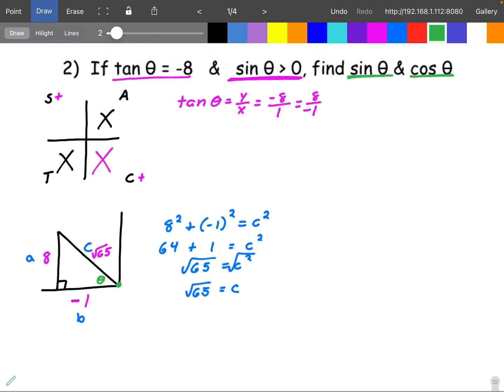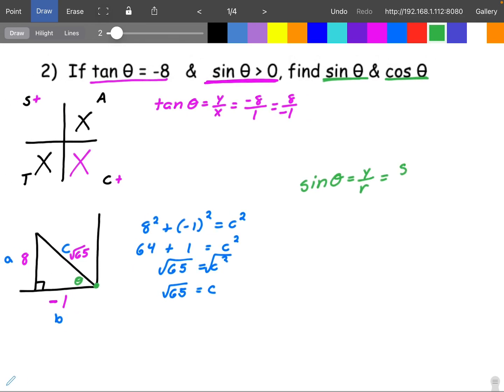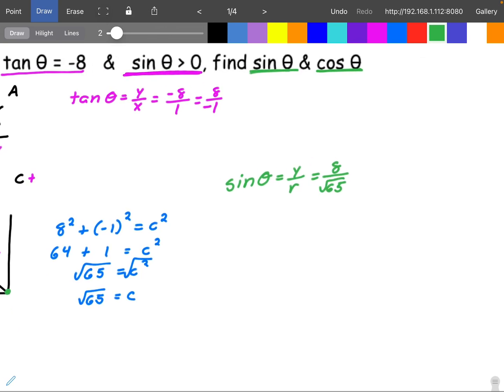So then, if that's the case, remember, sine theta is going to be y over r, because it's not a unit circle, so we can't just say r is 1. So then that is going to be, y was positive 8, r is the square root of 65. However, we can't leave a radical in the denominator. So if we rationalize that, it will become 8 square root of 65 over regular 65. And so that would be sine.